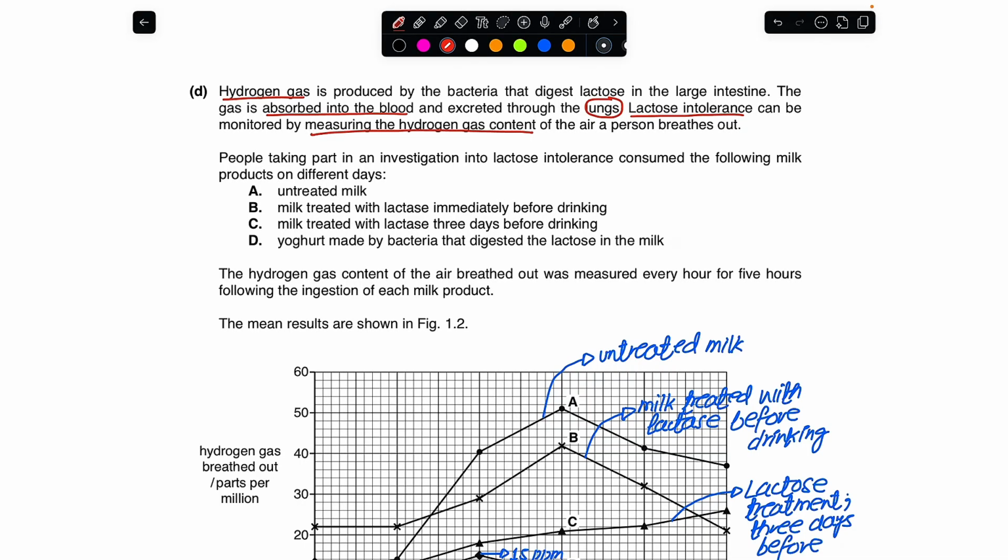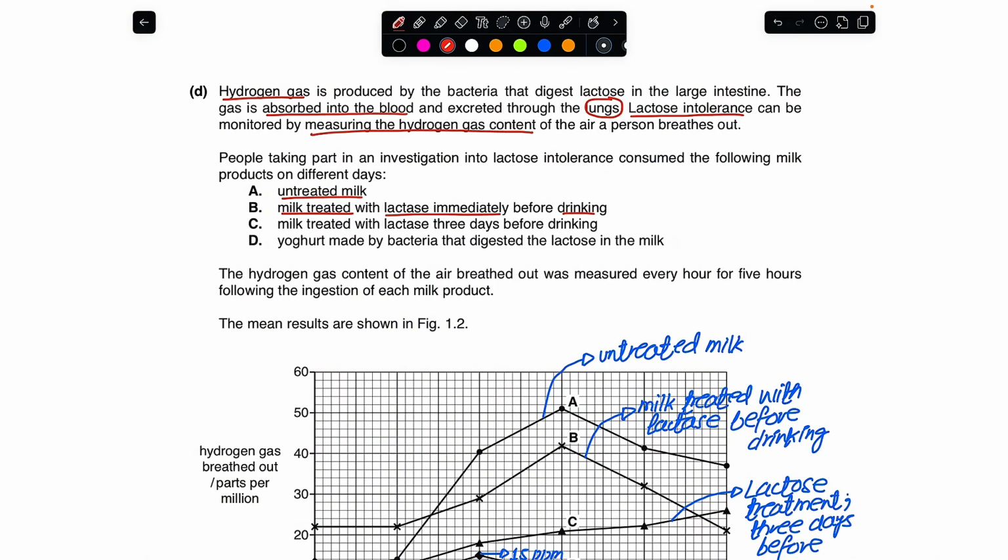Now, they added some people into the investigation and gave them different milk products. The people in group A were given untreated milk, which would have the pure lactose in it. There were people who were given milk, but that milk was treated with the lactase enzyme immediately before drinking.